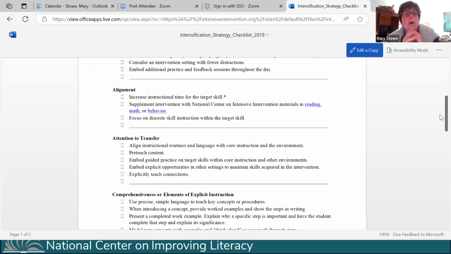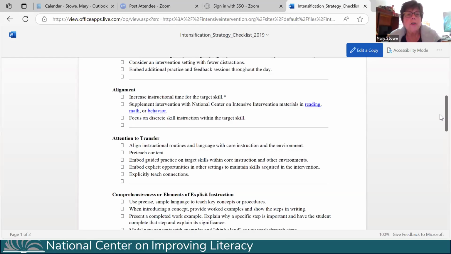Does it align with the instruction that we're providing, and we need to intensify in regard to that? So, what is the instructional time for the target skill that the student is really struggling with? The supplemental or the intervention from the center provides materials in regard to reading and math and behavior as well. We in Virginia have the benefit of having some approved supplemental and intervention programs as well that we can refer to in regard to reading. But the National Center on Intensive Intervention also provides us some information around math and behavior as well.